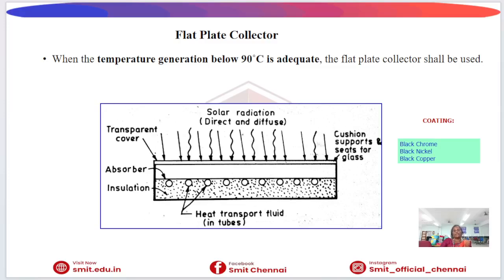A flat plate collector is the most common type of solar thermal collector. It is mainly used when the required temperature is below 90 degrees Celsius. The absorber plate inside the collector is usually coated with materials such as black chrome, black nickel, black copper. These coatings help absorb maximum solar radiation. Flat plate collectors are commonly used for solar water heating systems and domestic applications.